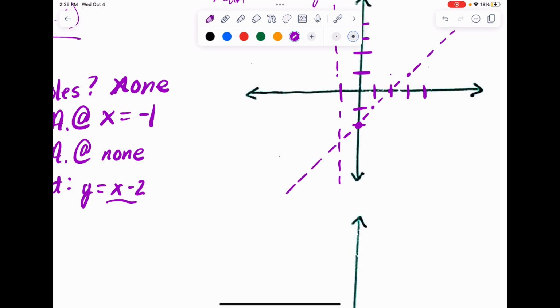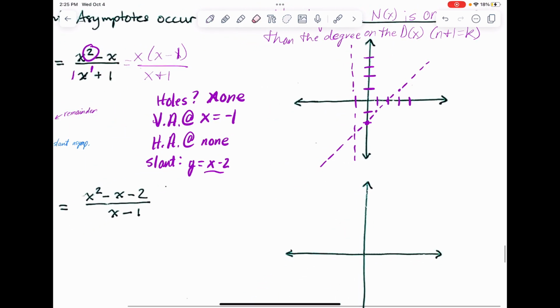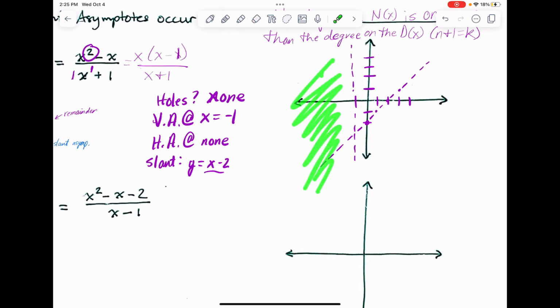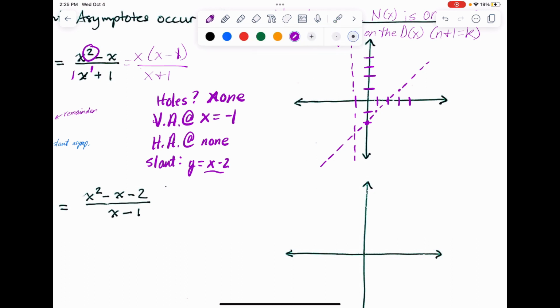So that is my slant asymptote. From here, I can very easily graph everything else. I'm just going to plug in a couple random points. Let's plug in a value that's on the left side of the asymptote, and I'm going to use a different color. f of, I don't know, negative 2. If I plug in f of negative 2, I end up with negative 6.